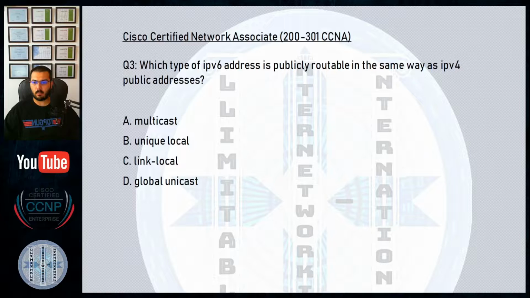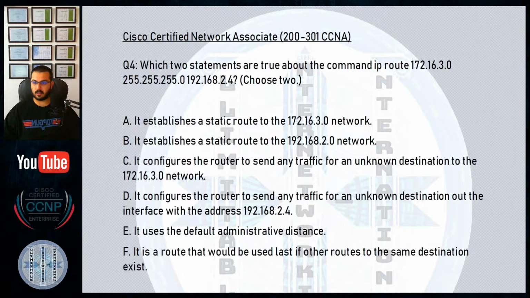Okay, question 3 will be: which type of IPv6 address is publicly routable, just like an IPv4 public? Multicast, no, it's one-to-many. Unique local is local. Link local is local. No, no, and no. Global is something global. So this question is about English skills rather than technical skills in the exam.